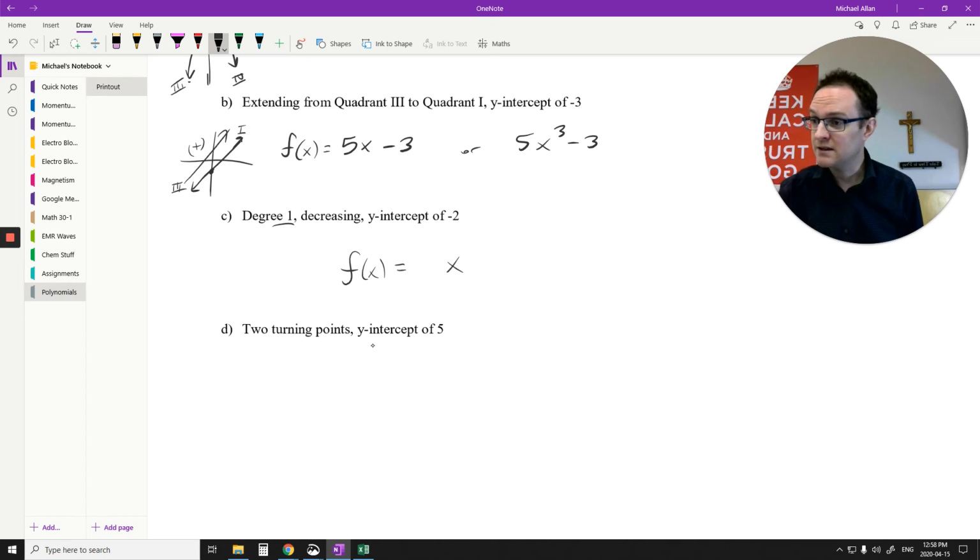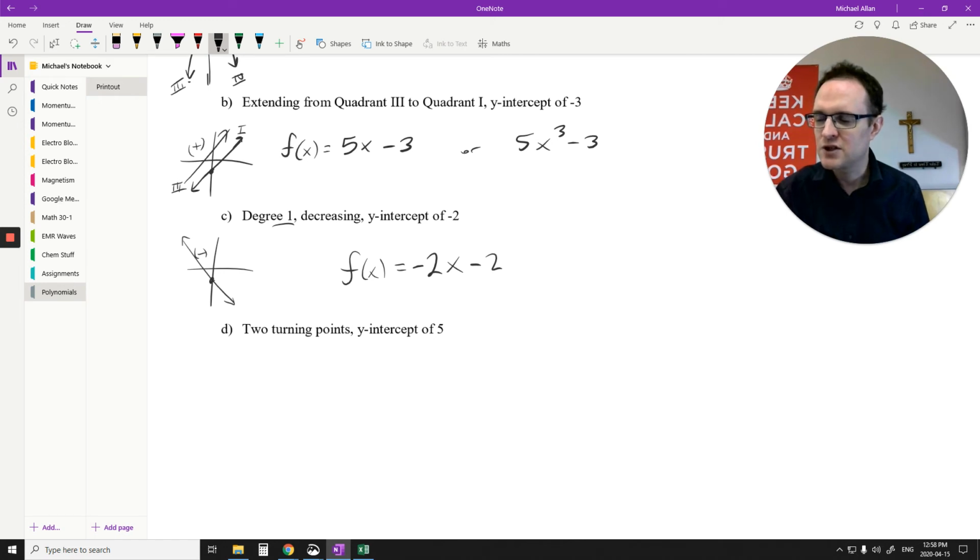It's decreasing. So degree of 1, decreasing, y-intercept of negative 2. So that's what decreasing is. It's going from left to right, going downwards. It's got to cross through at negative 2, so I know that has to be a minus 2 here. And now to get it to decrease, this is a negative slope and negative direction, so I'm going to have a negative leading coefficient.